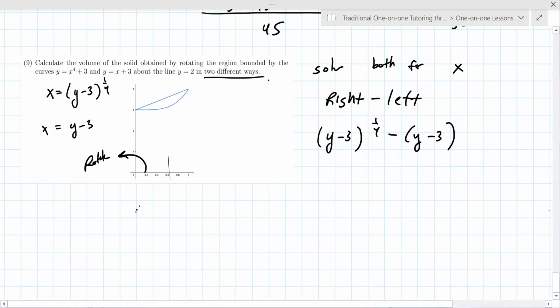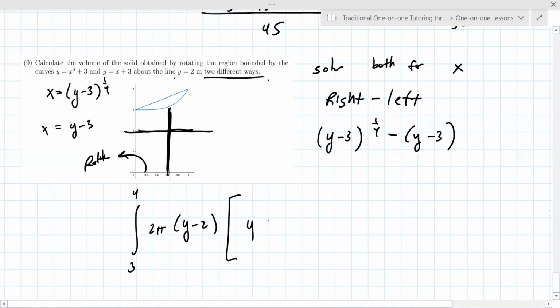Let me just set this up real quick. So it's from 3 to 4, 2 pi. Now it's not y, because y gives you the distance from here, and you don't want that because it's got to be y minus 2, because you're doing this one. And then that's where this y minus 3 to the 1/4 minus y minus 3 dy comes in.